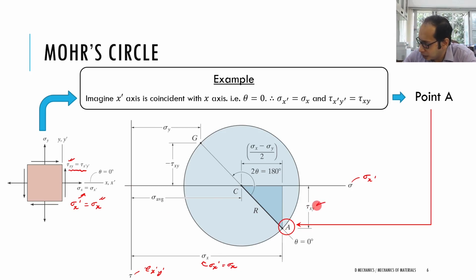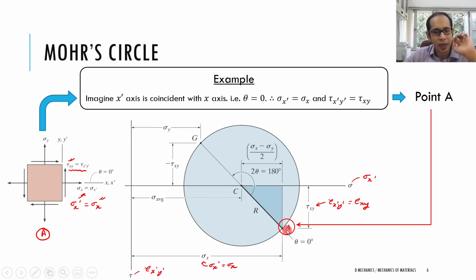So here you have tau x prime y prime becoming equal to your tau xy over here, right? Now that you have these two values, you can put a dot on that particular circle, which is your point A. So let me write this as A over here. It was the case in which your x prime was making just an angle 0 over here. So I have put this particular point over here.